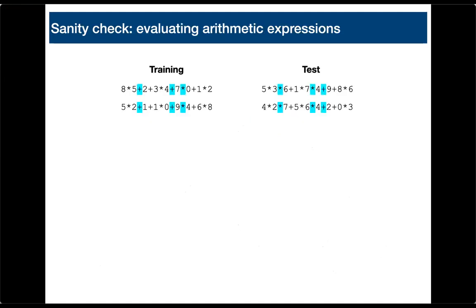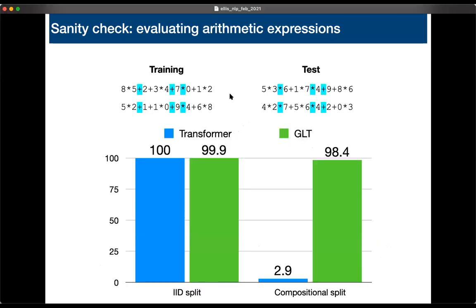Just as a sanity check, we can evaluate this on a completely compositional task, which is evaluating arithmetic expressions. The compositional split basically designs it so that there are some positions in the input where only certain operators appear, and then at test time, different operators appear in those positions. We can see that in a random split, a transformer does very well, and our model does very well as well. But once you move to the compositional split, the transformer performance is very low, and ours remains quite high.